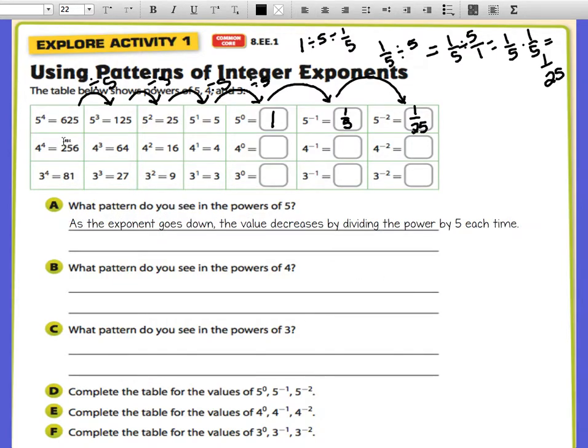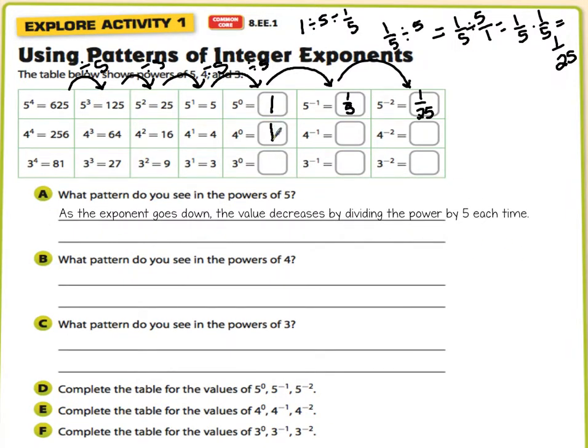Okay, let's take a look at the 4s. Does that work? Even if we're not sure about 256, we can take a look. 64 divided by 4 is 16. Divided by 4 is 4. So let's think logically. Well, 4 divided by 4 is going to give us 1. 1 divided by 4 is going to give us 1/4. 1/4 divided by 4 is going to give us 1/16.